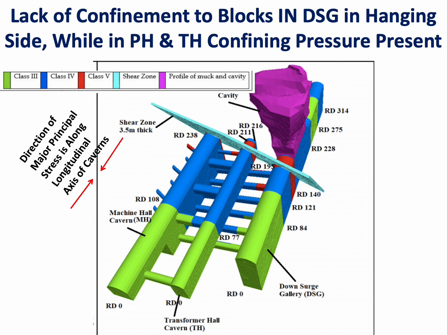This lack of confinement to blocks is in Downstream Surge Gallery on the hanging side, while in the powerhouse and transformer hall confining pressure was present. Here the gable end is very near, so the confining pressure is provided by the gable end in both the cases. So the brittleness was not to the extent as is happening in the Downstream Surge Gallery, and raveling was not possible because the confining pressures are not becoming less than zero in both these cases.